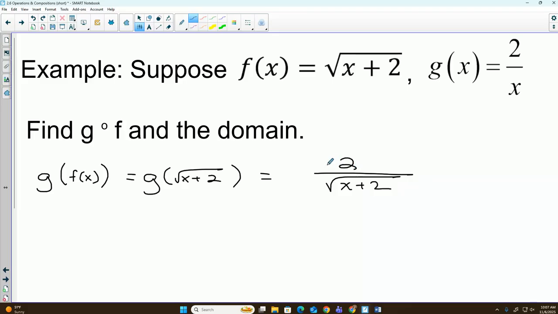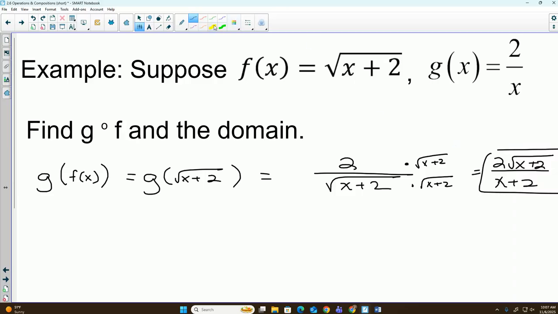All right, are you supposed to leave a radical on the bottom? No, do you remember how to fix it? So that gives us 2 radical x plus 2 over x plus 2.